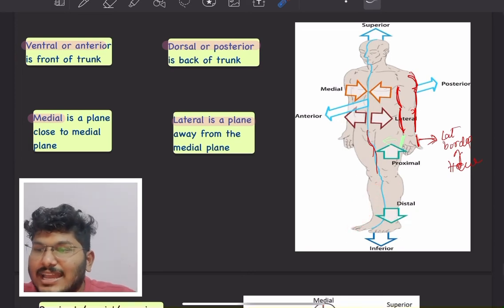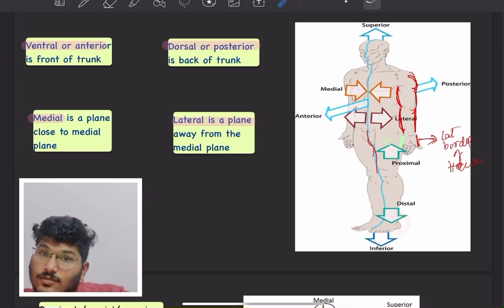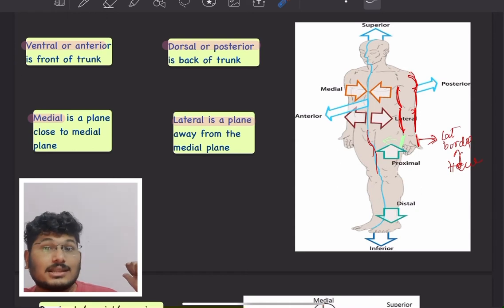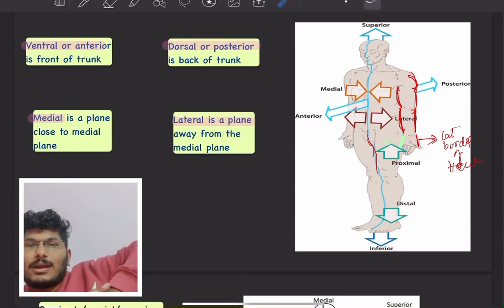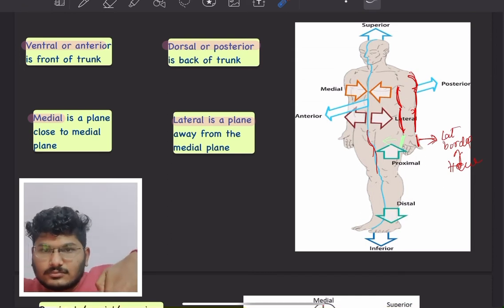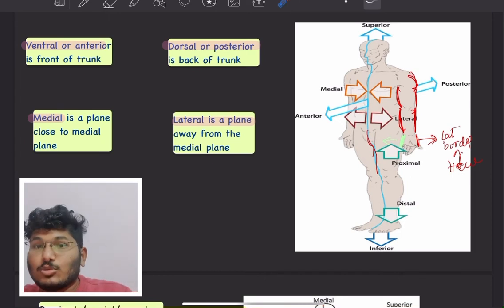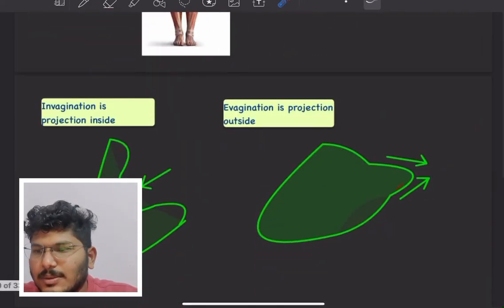Similarly, if the angle between these two surfaces, the plantar surface of your foot and the posterior surface of your leg, is decreasing, that is moving my foot like this, that is standing on your toes, this movement is called plantar flexion. So these two movements are also important.